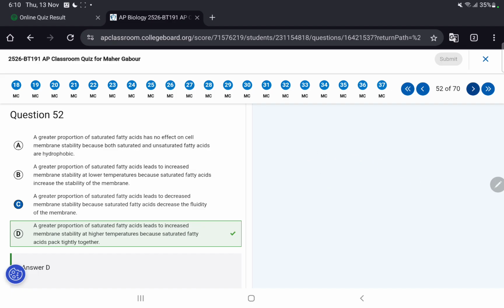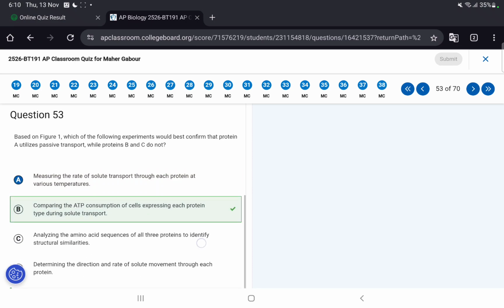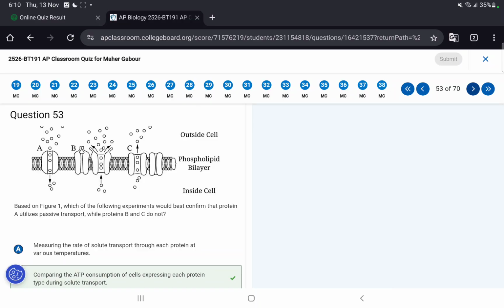Okay, come on. Okay, here, based on figure 1, which of the following experiments would best confirm that the protein A utilizes passive transport while proteins B and C do not?